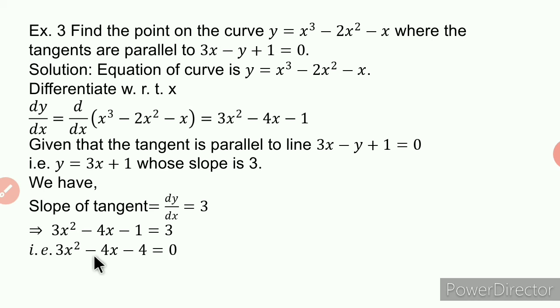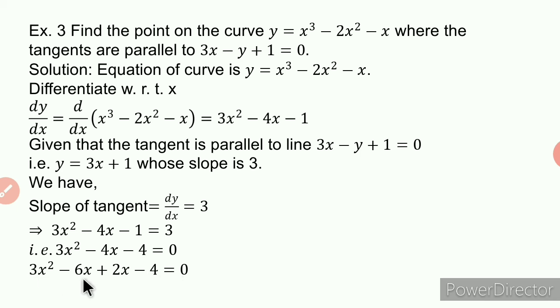That is 3x square minus 4x minus 4 is equal to 0. Now, here we have to solve this quadratic equation. To solve the quadratic equation, we have to find two such numbers having product is minus 12 and sum is minus 4. If we take the product of minus 6 and 2, it is minus 12. And if we take sum, it is minus 4. So, we split this minus 4x as minus 6x plus 2x. And so, we get 3x square minus 6x plus 2x minus 4 is equal to 0.